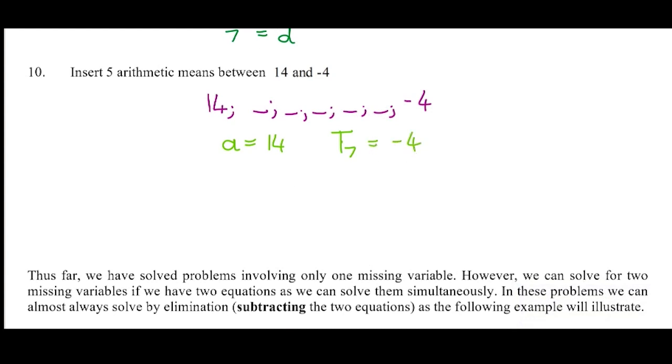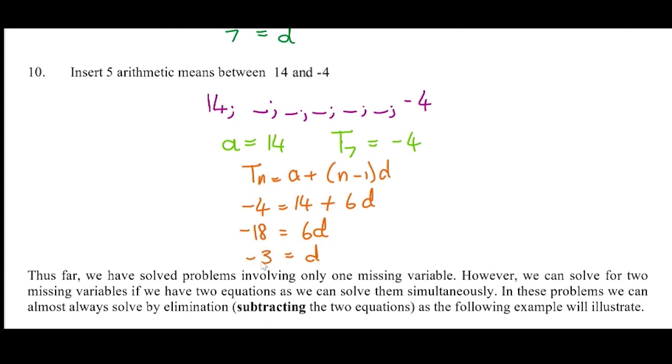Right, here's our formula. Tn equals A plus n minus 1 lots of D. And so negative 4 equals 14 plus 6 lots of D. We're going to subtract 14 from both sides, right? And when we do that, we get negative 18 is 6D. And we're now going to divide both sides by 6, and we get D is negative 3.